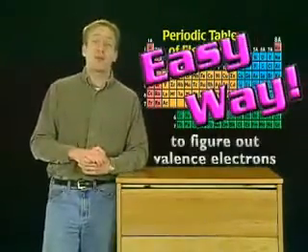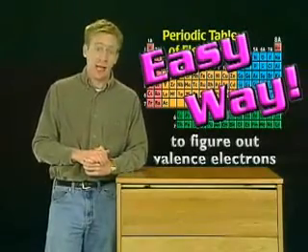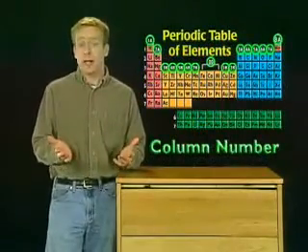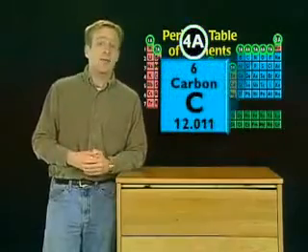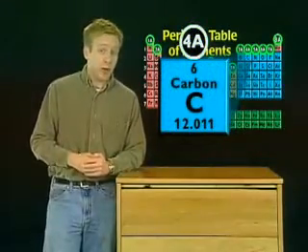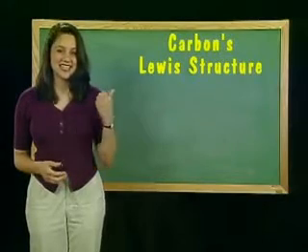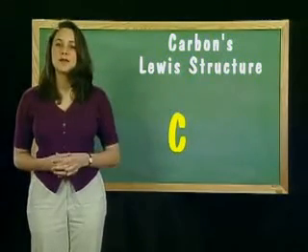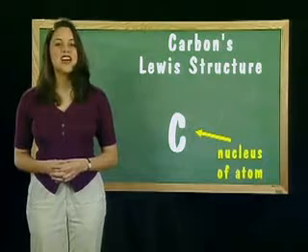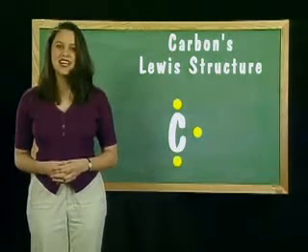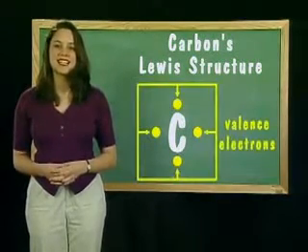A really easy way to figure out how many valence electrons an atom has is to simply see the number of the column the atom is in. Carbon is in column 4A on the periodic table, so we know it's got 4 valence electrons. Carbon's Lewis structure looks like this. We draw a capital C to represent the nucleus of the carbon atom, and then we draw 4 dots around the C to represent carbon's 4 valence electrons.